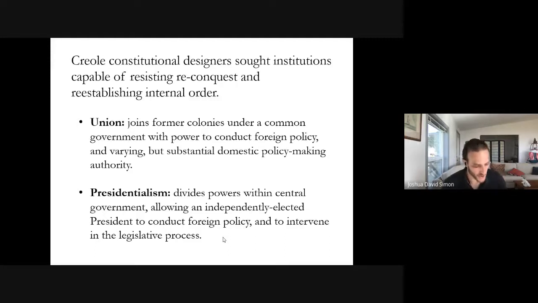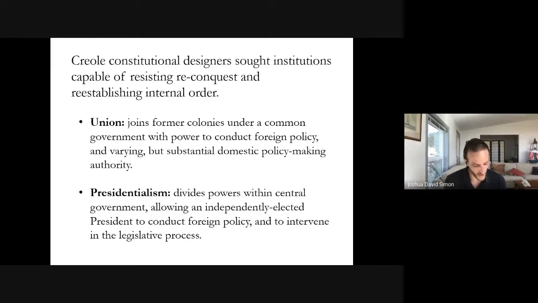The first is the Union. This is a system of multi-level territorial authority which united former colonies under common governments. Within these unions, while states or provinces retained some autonomy in the governance of their internal affairs, common governments conducted foreign policy on behalf of the collective, regulated interactions between states or provinces, collected revenues, and enforced laws directly without state intermediation.